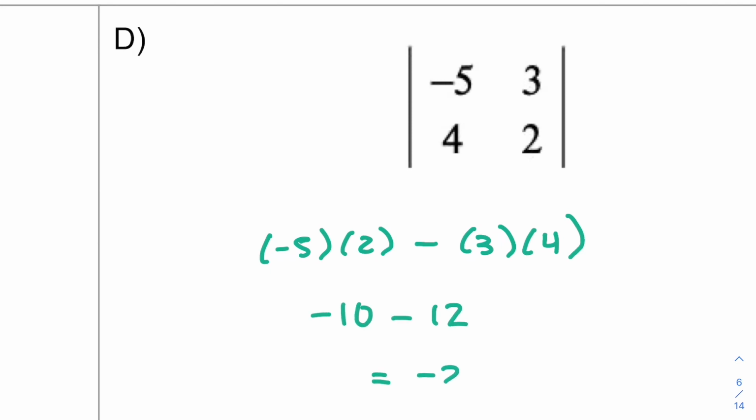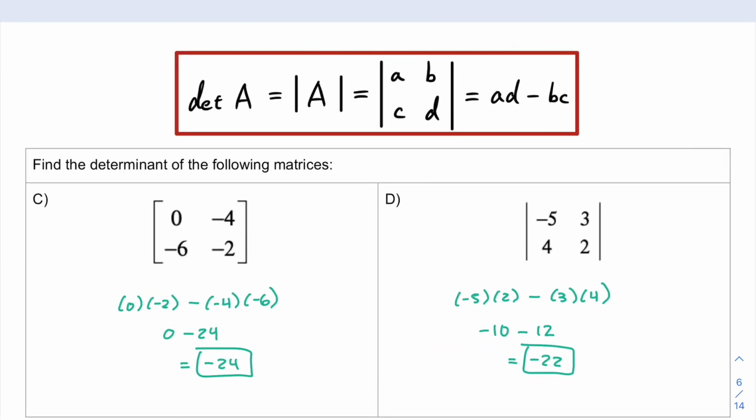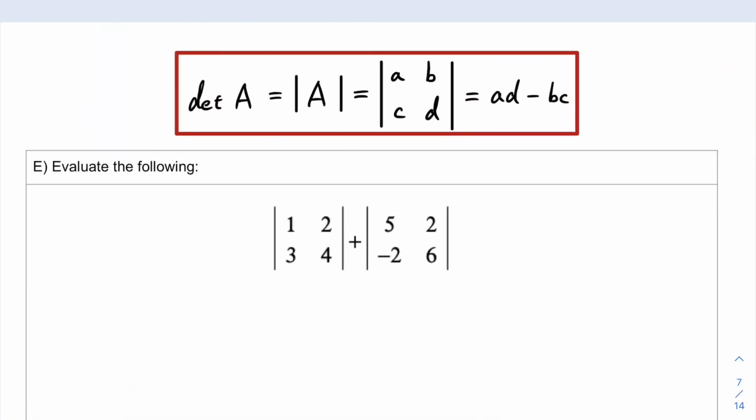-10 minus 12 gives you -22. So again, it's non-zero. An inverse exists if we wanted to find one. Now that I've mentioned an inverse existing so much, we're going to do example E and then talk about the inverse. So I forgot this example was here.